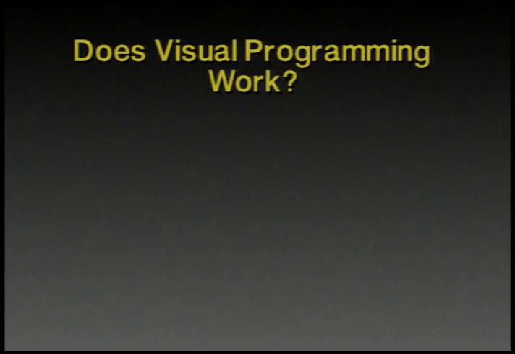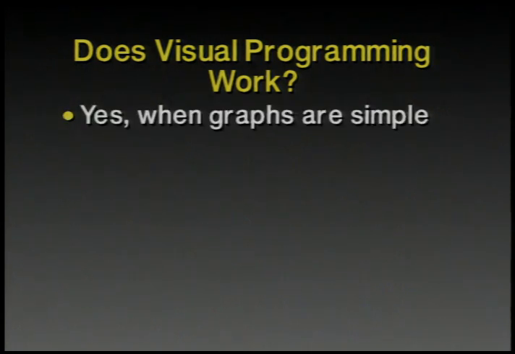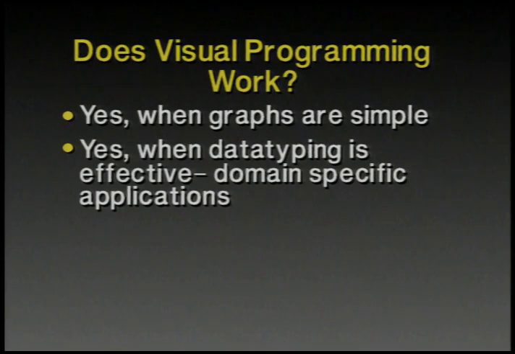So let's conclude now with some discussion about whether visual programming really works. And it works in certain situations. It works when the graphs are relatively simple, or if hierarchy is fully supported. It also works when the data typing is really effective, meaning that typically this works best for domain-specific, discipline-specific applications. This occurs in the computational sciences, scientific visualization, image processing. Some database systems have been built on visual programming.